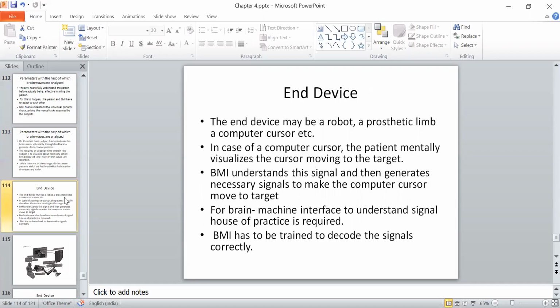Now the last thing is the end devices. What is the end device? We started with the human brain. We have to forward that particular human thought to a certain kind of action, and we perform those actions using the end devices. So your end devices may be a robot, it could be a prosthetic limb, it could be a computer cursor, it could be any device which you want to run with that particular human thought.